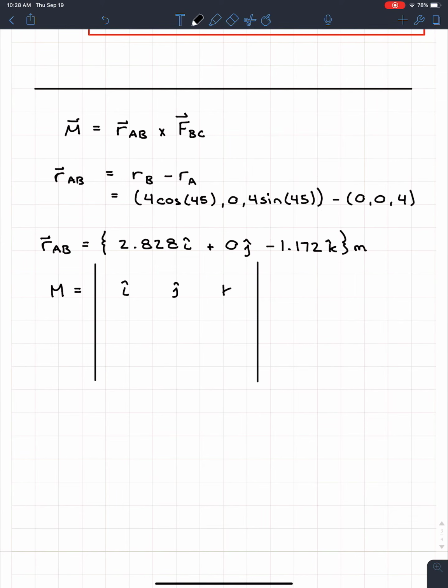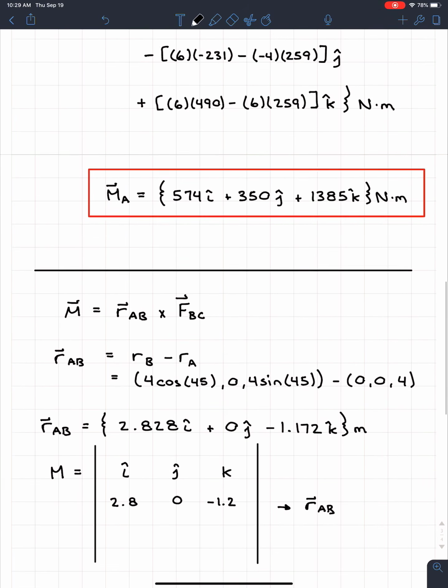And then the second row always has to be the position vector. So in this case, we're going RAB. So now we're going to go 2.8, 0, negative 1.2. I'm just putting these as only one decimal place, but in my calculations I'll take into account the remaining decimal places.